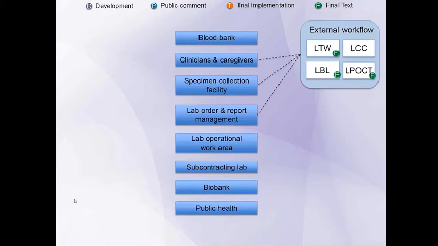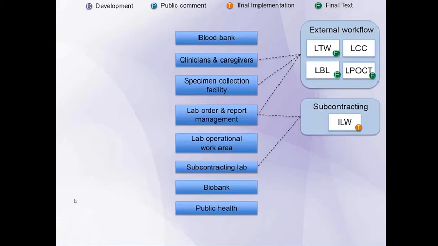And you can see up there the D stands for development. So if they have a little D next to them, that's why. P is for public comment, T is for trial implementation, and F is final text. So LTW, which is the laboratory testing workflow, labeling, and point of care testing are all final text. And the LCC has just been published, or will be published for public comment here. It has been published once in November for public comment, and we'll put it back out for public comment shortly. Next.